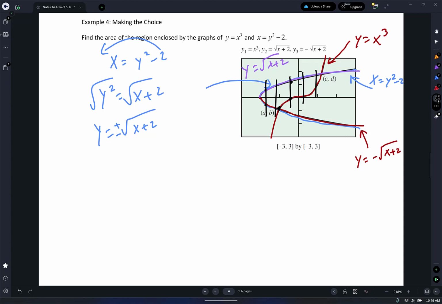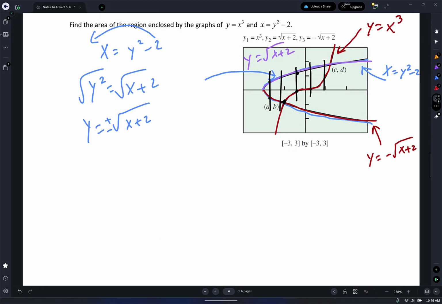Okay. So, remember, if we have it with respect to x, the top curve is the square root of x plus 2, and the bottom curve is the negative square root of x plus 2. Yay or nay? So, here's what you're going to do in your calculator. For y1, you're going to type in x cubed. For y2, you're going to type in the square root of x plus 2. For y3, you're going to type in the negative square root of x plus 2.